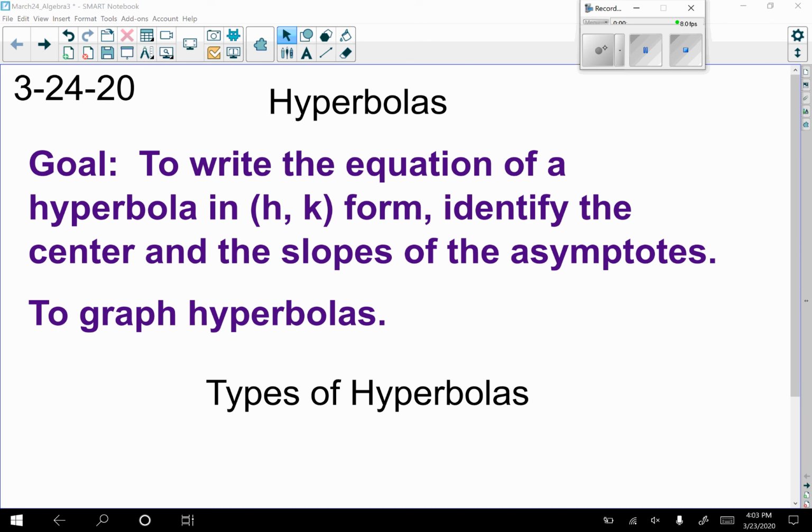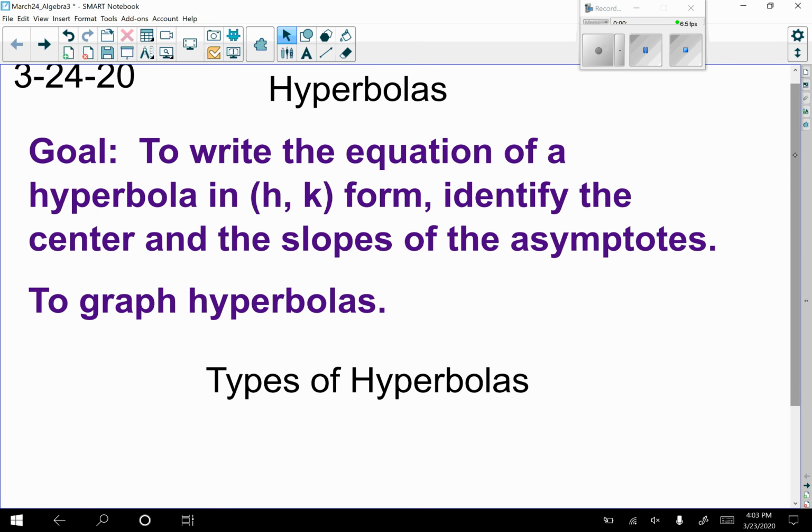The next lesson, I'll probably post in 2 more days. We'll be over when the centers are not at the origin. So today we're just going to start off pretty basic. Not a lot of problems to do for the assignment, but let's take a look here at the equations of a hyperbola, looking at them in HK form, being able to identify the center.